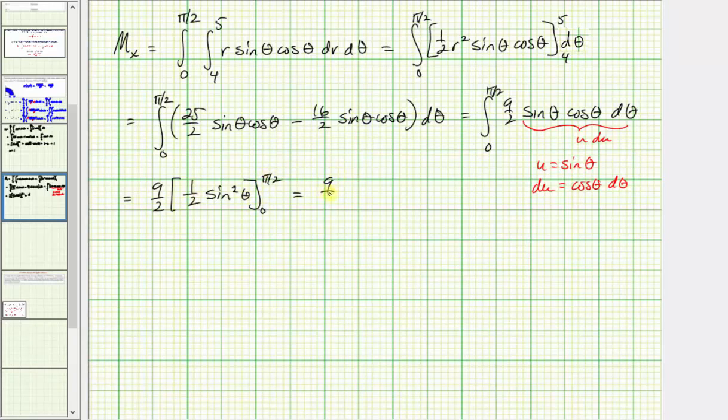So here we'll have 9/4 times, when theta is pi divided by 2, we have sine, I'm going to write this as sine pi divided by 2 squared minus sine 0 squared, which is equal to 9/4. And sine pi over 2 is equal to 1, so we have 1 squared minus sine 0 is 0, so we just have 1 squared minus 0 squared, which is just equal to 1, which equals 9/4. So now we know the moment about the x-axis is equal to 9/4. Again, let's go ahead and record this on the first slide.